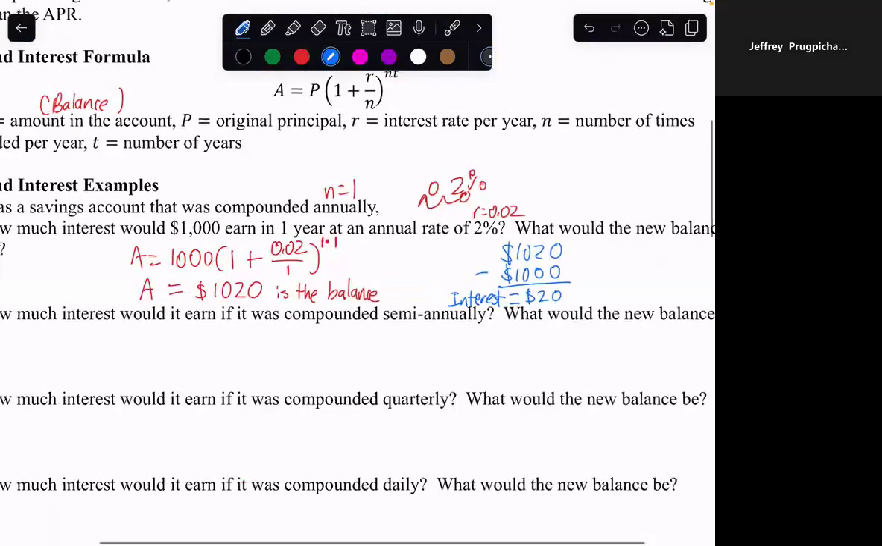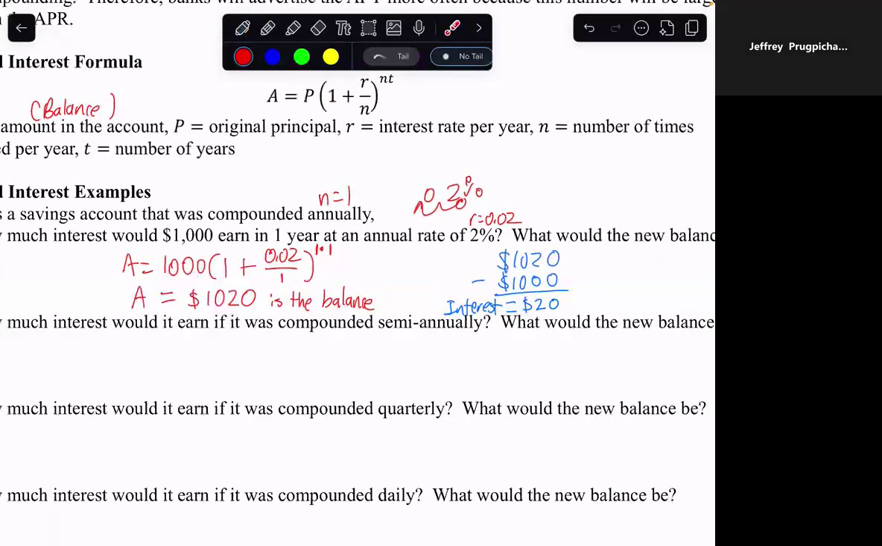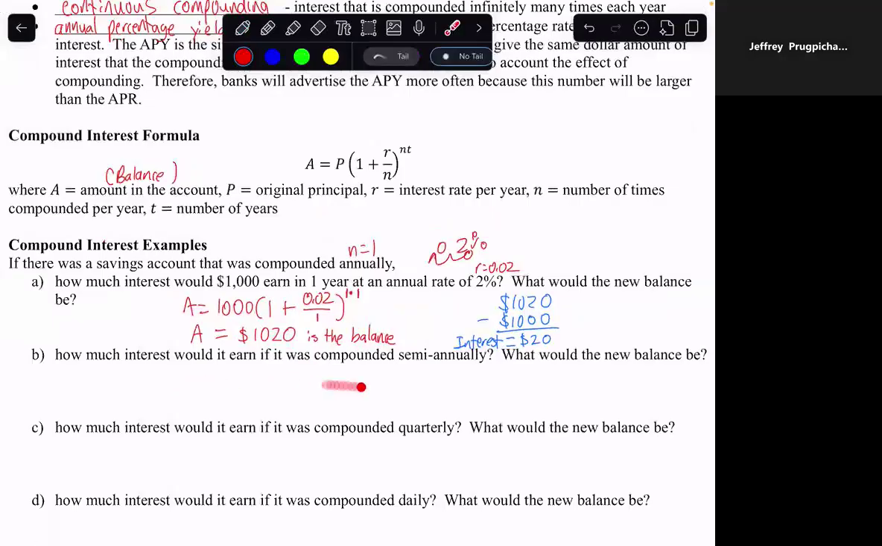Okay, so I told you that compounding is better for you when you are depositing money because you get interest on your interest. Okay, so part B, everything is going to stay the same except how often we compound. So we're still going to start with 1,000. It's still going to stay in there for 1 year. It's still going to be a 2% interest rate. The only difference is we're going to compound semi-annually instead of annually.